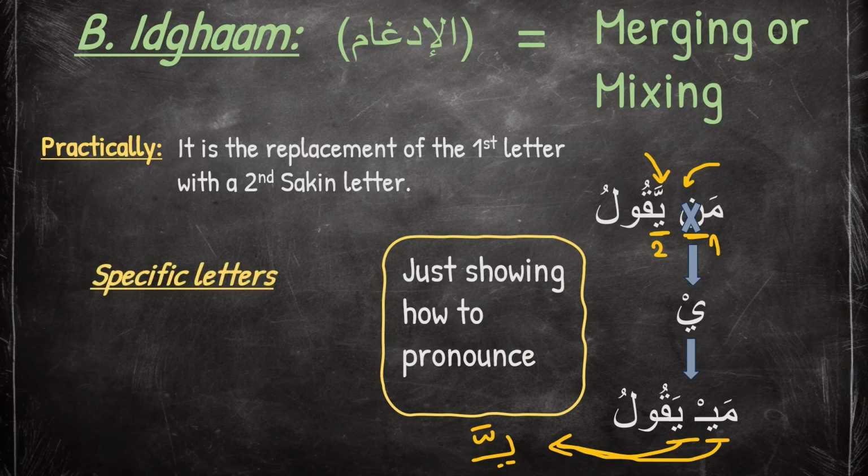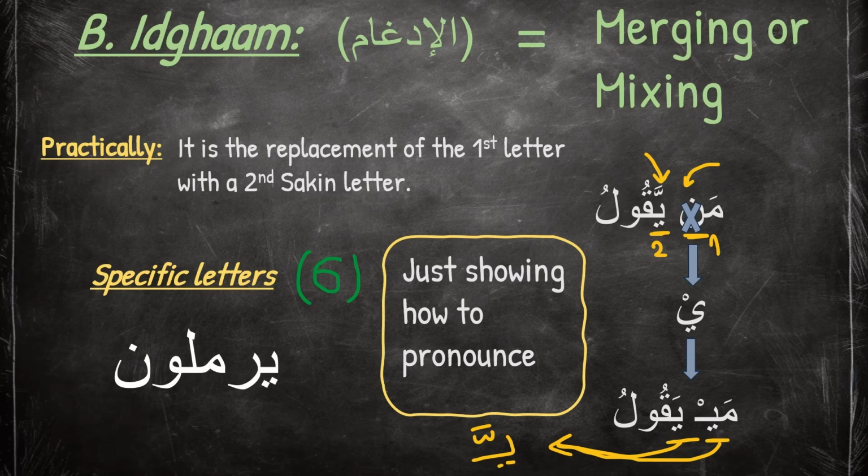Now let's move on to the specific letters. We have 6 specific letters for idgham, exactly as we had for idhar, which were 6 letters as well. The 6 specific letters for idgham are ya, ra, mim, lam, waw, and noon, and they are collected in just one word, yarmuluna. If we find any one of them directly after the noon sakina or tanween, we'll apply the rule of idgham.